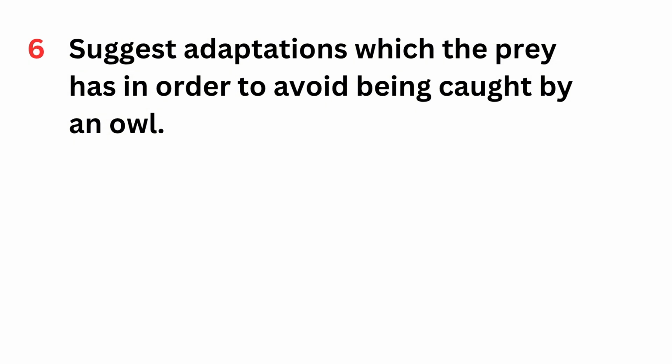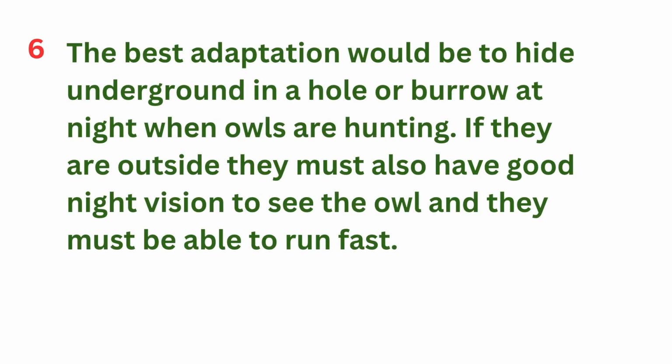Question 6. Suggest adaptations which the prey has in order to avoid being caught by an owl. The best adaptation would be to hide underground in a hole or burrow at night when owls are hunting. If they are outside, they must also have good night vision to see the owl and they must be able to run fast.